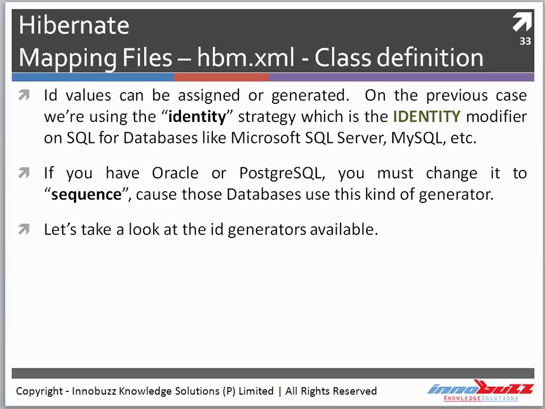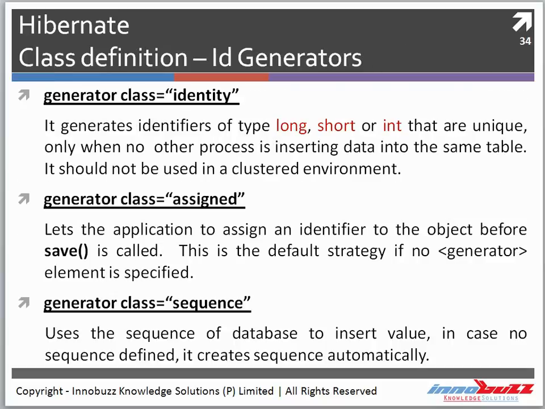Identity. Supports identity columns in DB2, MySQL, MS SQL Server, Sybase, and HypersonicSQL. The return identifier is of type long, short, or int. Assigned. Lets the application assign an identifier to the object before save is called. This is the default strategy if no generator element is specified.